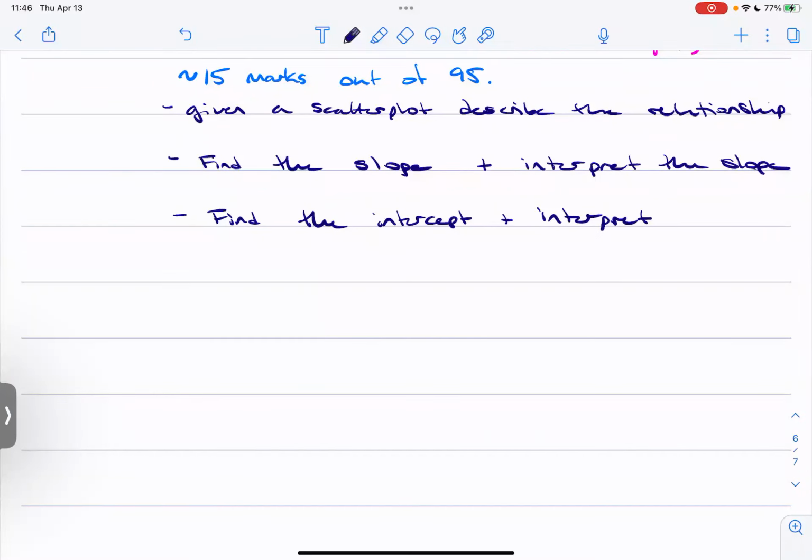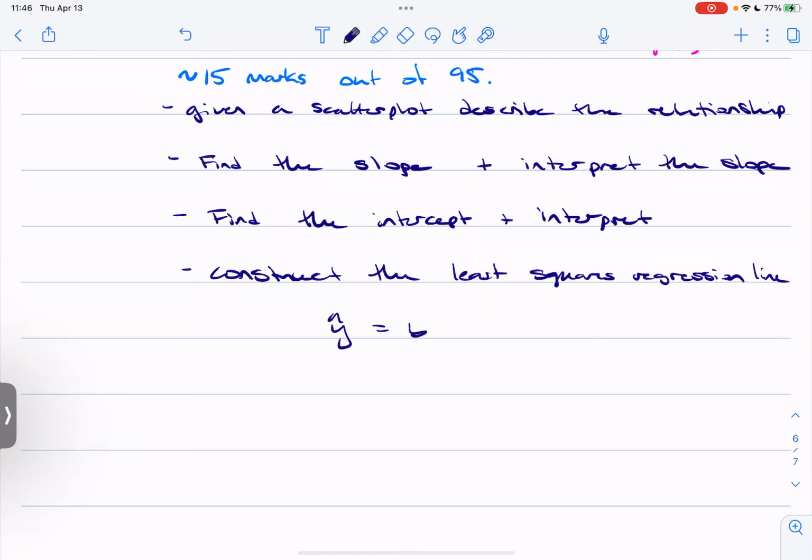Okay. Construct the least squares regression line. That's just writing out y hat equals b naught plus b1x with the values for the intercept and the slope inserted. For some reason, that one throws people off, but then they end up writing it somewhere else because they think, oh, that's way too easy. Why would that be a mark? Well, it is.